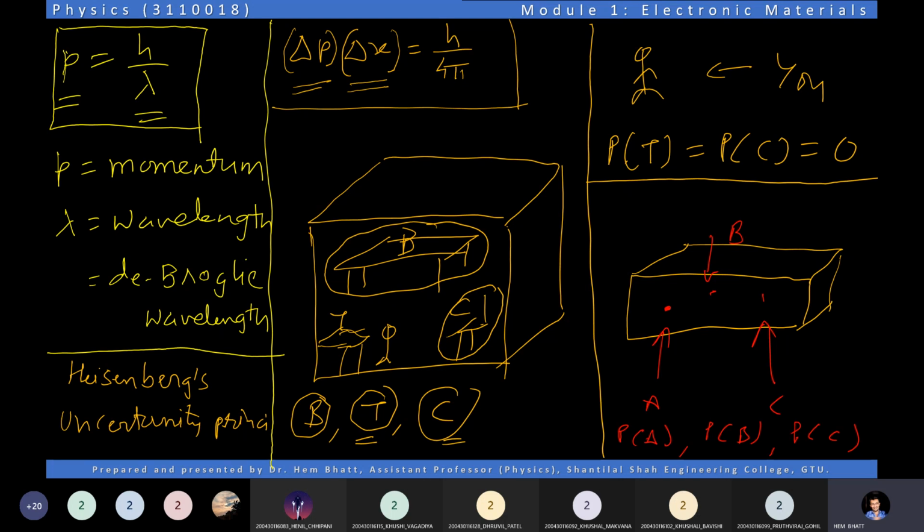But we cannot exactly tell where the electron is unless we locate it.